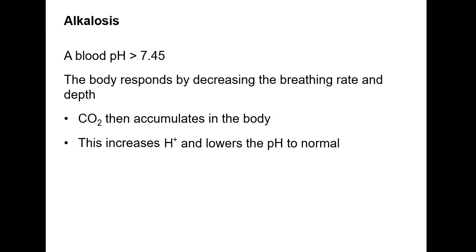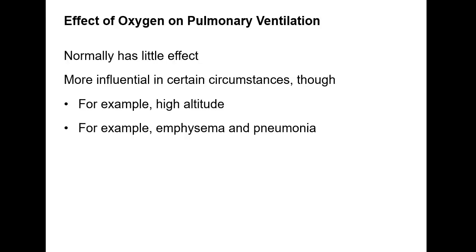And just the opposite, if your blood is too alkaline, that means you don't have enough carbon dioxide in the bloodstream, or something else is going on. What we can do to adjust that is increase the level of carbon dioxide in the blood, and that will make the blood more acidic. It will lower the pH of the blood back to normal.